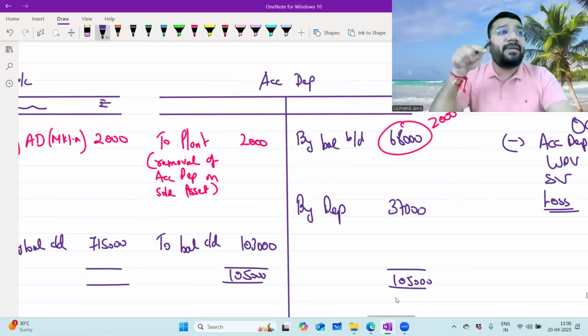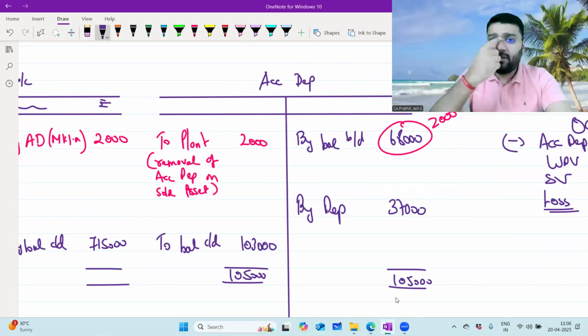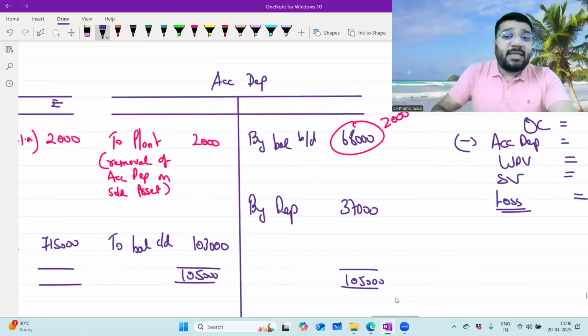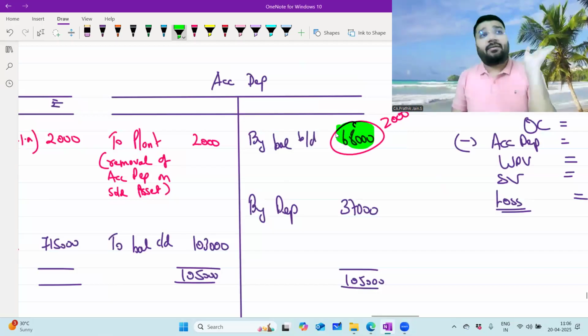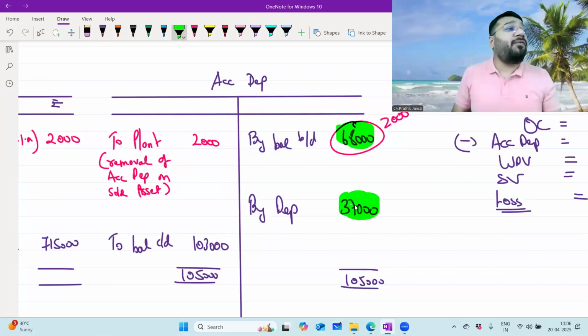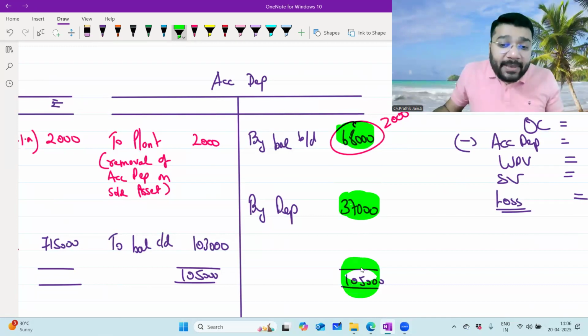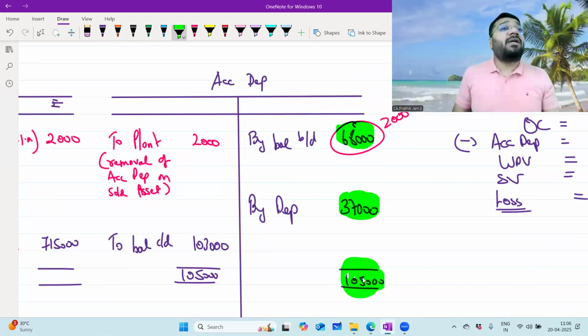Now, in this accumulated depreciation, if you have any problem in the ledger presentation, please ask me now itself. This we discussed extensively in the last class. Sir, 68,000 rupees is the total depreciation up to last year on all the assets. 37,000 rupees is the depreciation of current year of all the assets. What is my total depreciation? 1,05,000 is the total depreciation of all the assets.